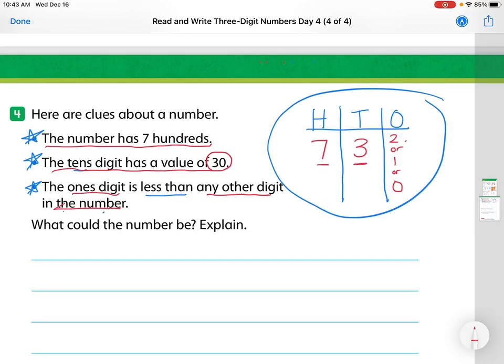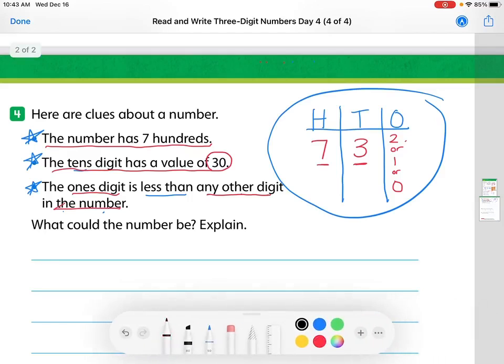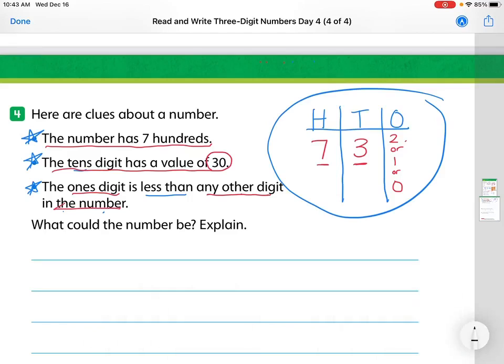So 3 is the smallest number that I have here in my number, so I know my only choices for a number in the ones place could be a 2, or I might have a 1 in this place, or I may even have a 0 in the ones place. So that's what your chart should look like.